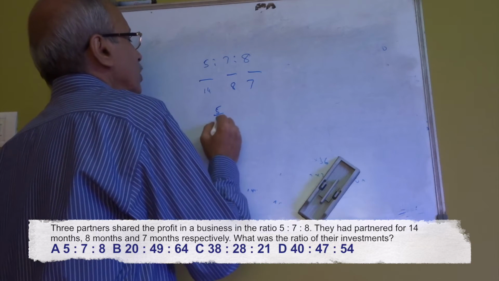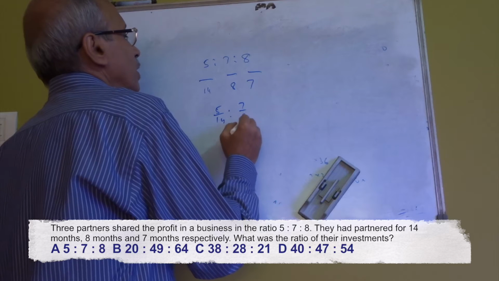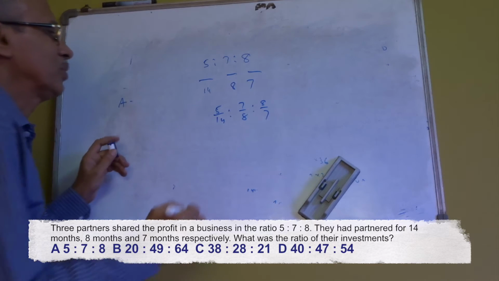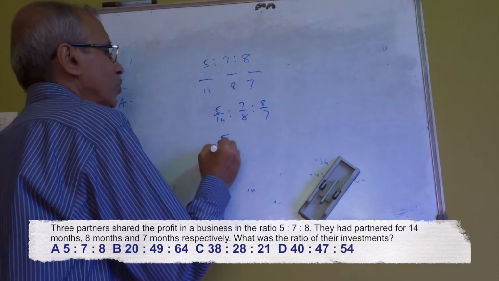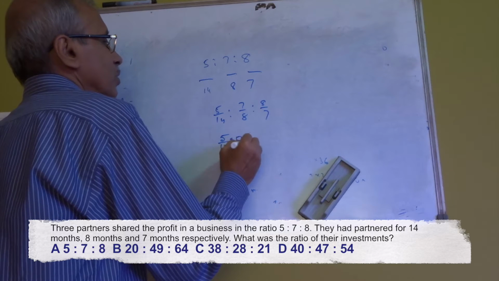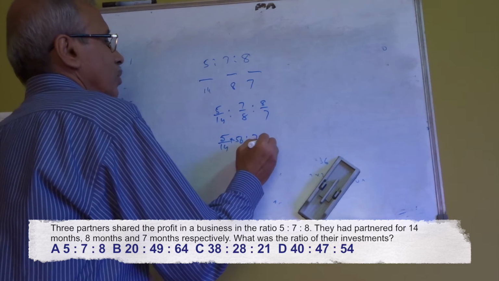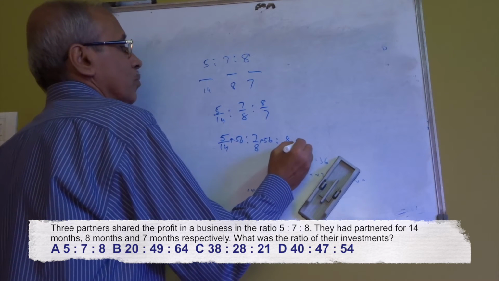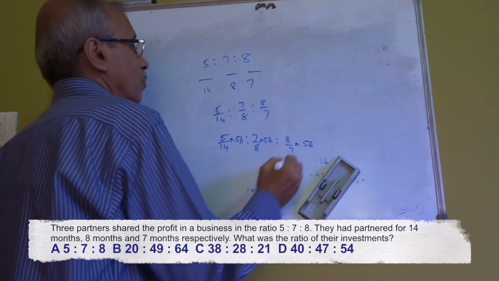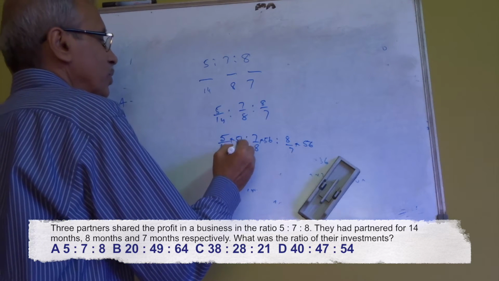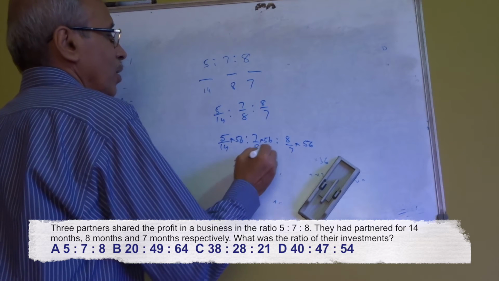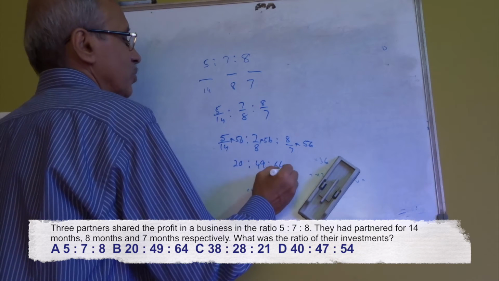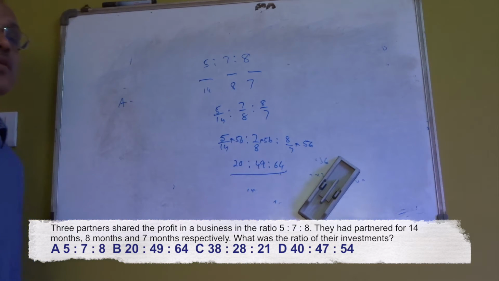Write it: 5 by 14 is to 7 by 8 is to 8 by 7. Now LCM is 56. 5 by 14 into 56 is to 7 by 8 into 56. That is 14 4s are 56, 20. 8 7s are 56, 7 7s are 49. 7 8s are 56, 8 8s are 64. So this is the ratio of the investment.